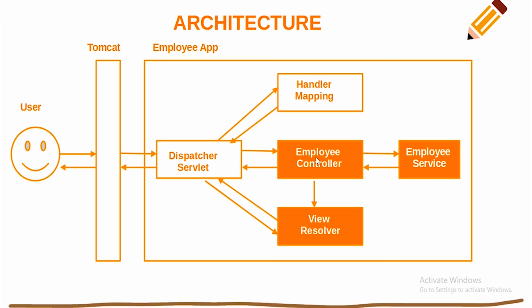So inside the employee controller, it will use some of the functions that we have inside the employee service. The function may be saving the employee, deleting an employee, or getting an employee by ID. These are some of the operations we will have inside the employee service. The employee service will implement the employee service interface. We will have the employee service interface, and a class called employee service implementation will have all the implementation.